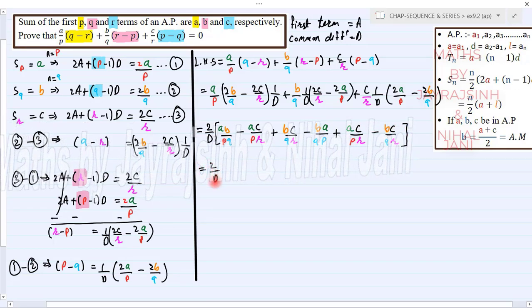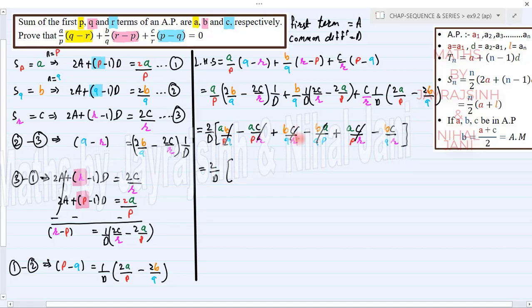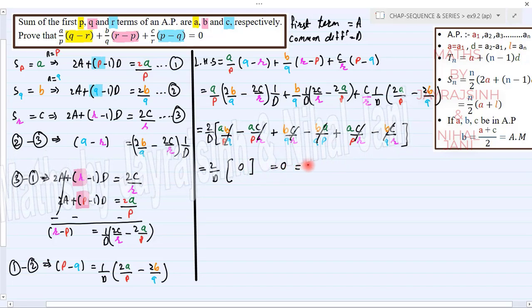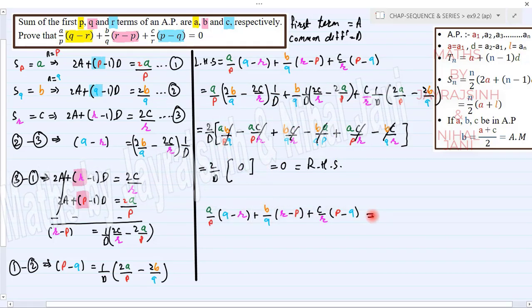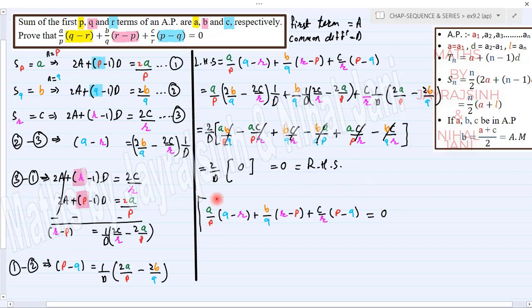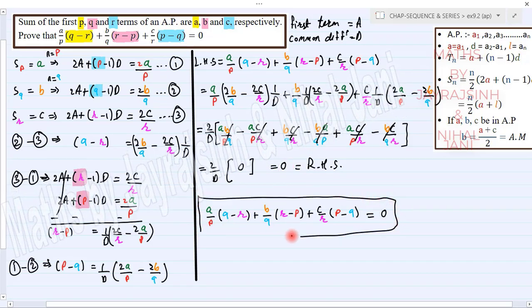So as you can see, all your terms will be cancelled out and you will get 0, or we can say your required right hand side. So we get our left hand side is equal to your right hand side. Hence proved. Ta-da!